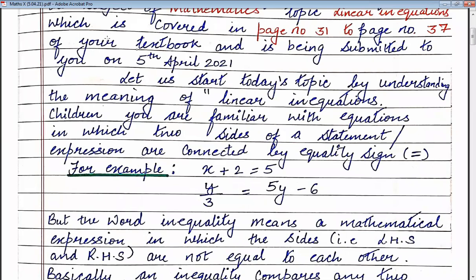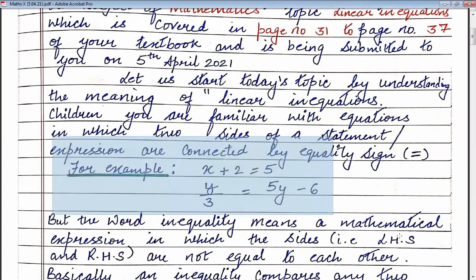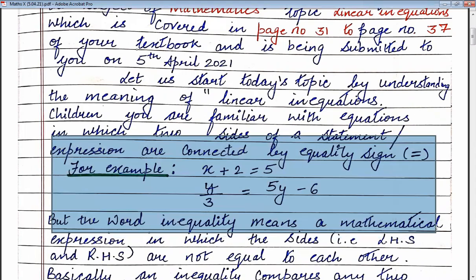Students, let us start today's lesson by understanding the meaning of linear inequation. Now, children, in the previous class, you have already done about equation. Can you tell me what is an equation? Yes, equation is the equality of two given expressions. Means if two expressions are equal, they are said to be equation. When your left hand side is equal to right hand side, then that statement is called equation.